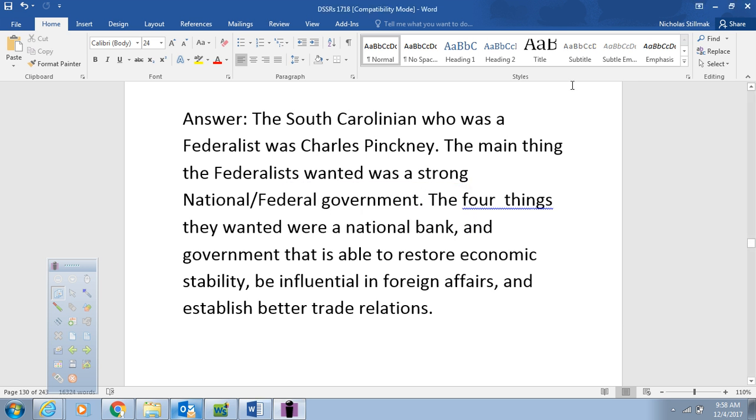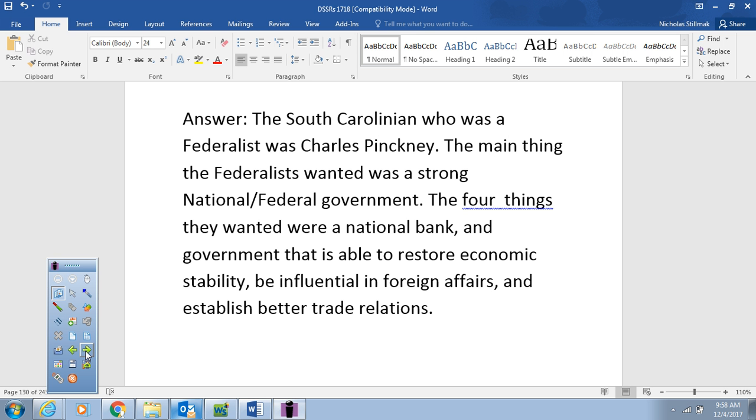Okay, so here's our standard. Explain the importance of agriculture in Antebellum South Carolina, including the plantation system and the impact of the cotton gin on all social classes. So, this part of this lesson is basically about slaves.